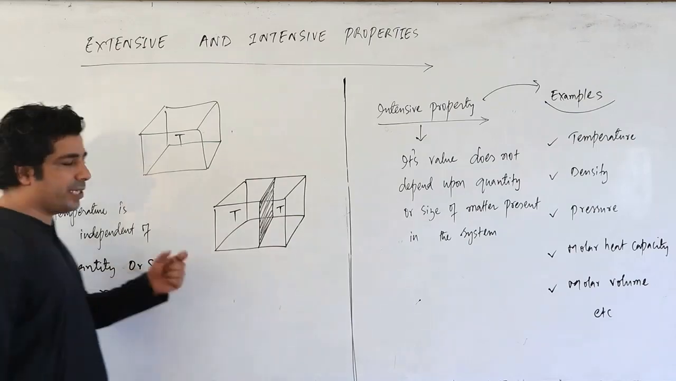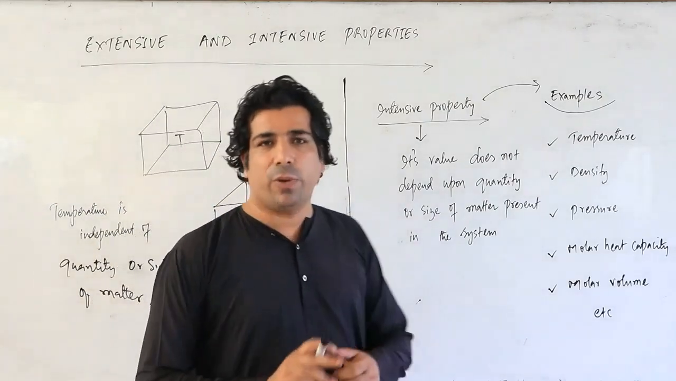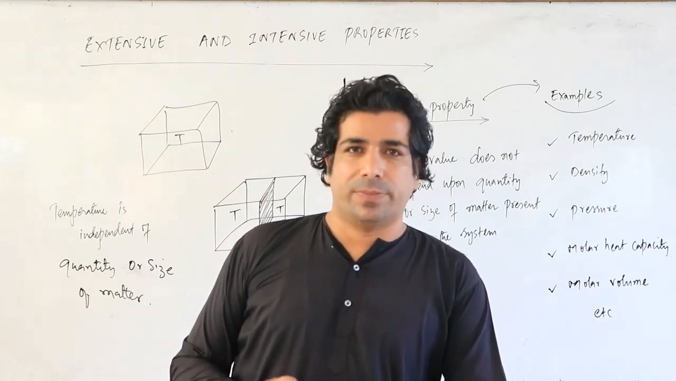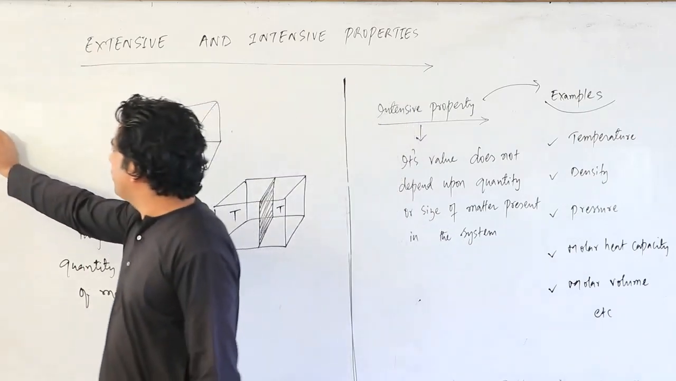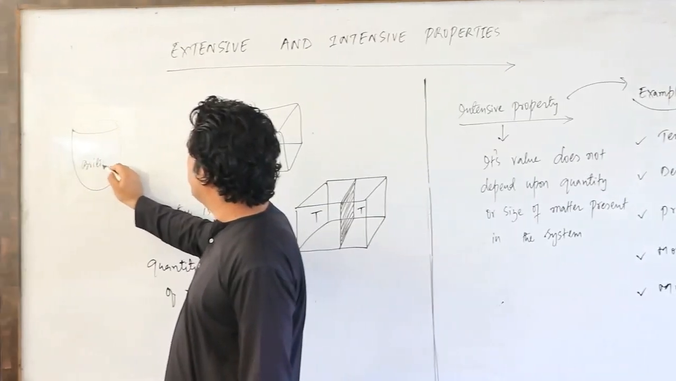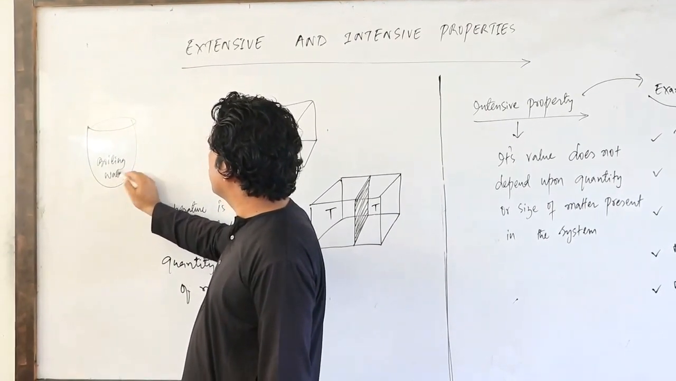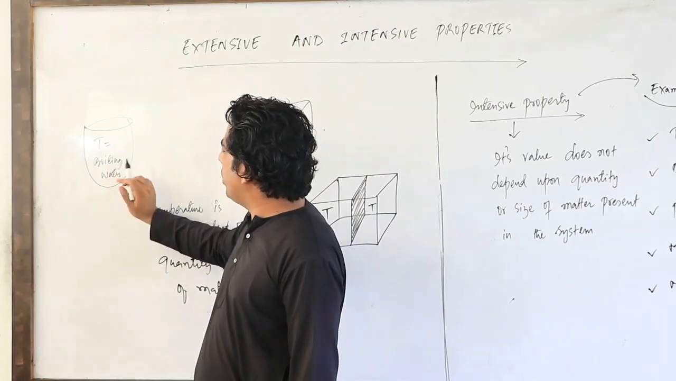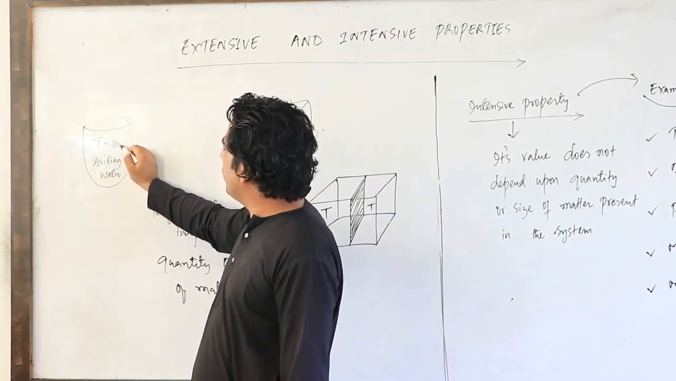That means temperature does not change. One more way I will make you understand. Let us suppose in one beaker you have boiling water. Okay? Let's suppose I have a beaker. Inside this beaker I have boiling water. Let us suppose the temperature of this boiling water is 100 degrees Celsius.